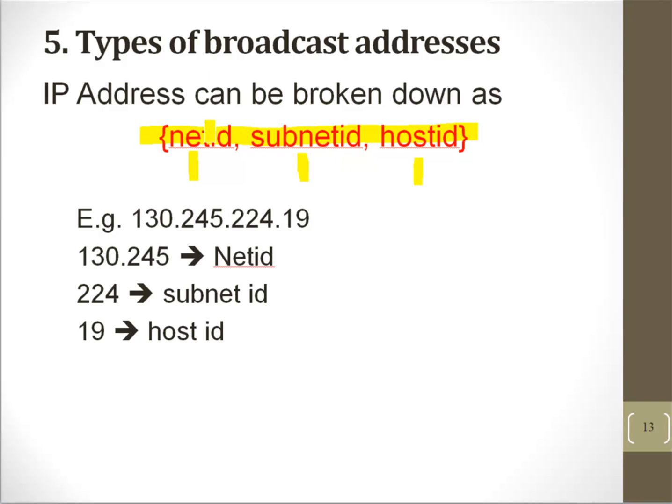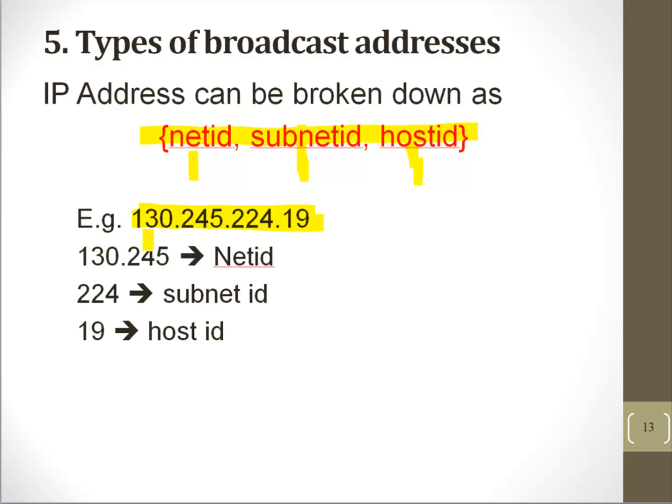So the first part is the network ID, second one is the subnet ID, and third one is the host ID part. Now I'm having an example here: 130.245.224.19. This is the IP address given to me. This is a class B IP address because it starts with 130.